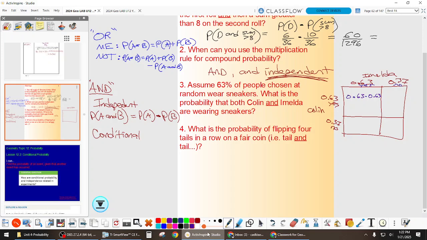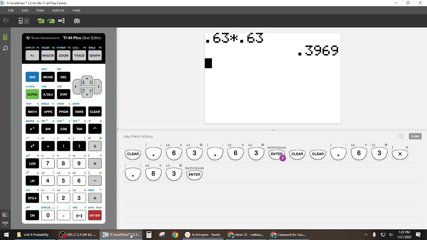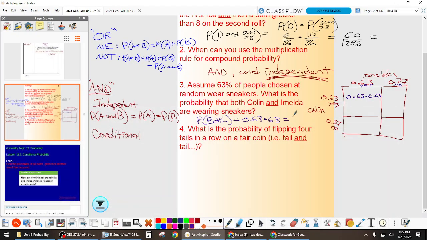0.3969. Anyway, this area model is just a visual of this rule. It is not separate in any way. It just puts it down graphically, is essentially what we're doing. So the probability that both of them are wearing sneakers is 0.63 times 0.63, which is 39.69%.